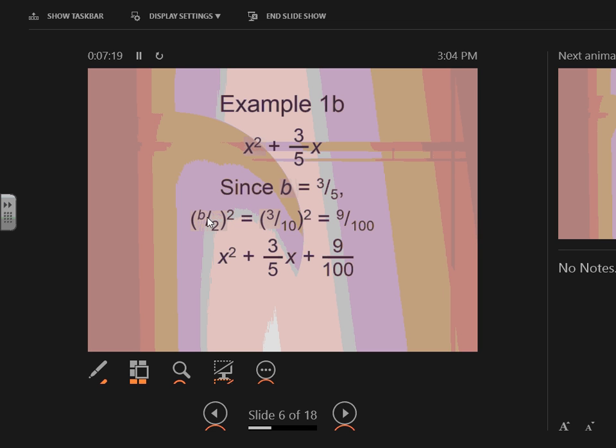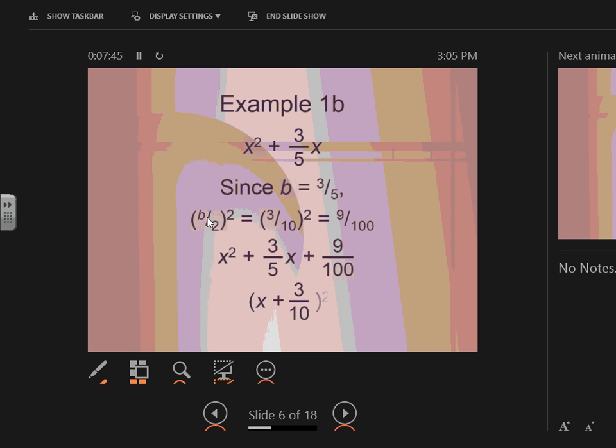And this is a perfect square trinomial. So I have a square for x squared, and 9 over 100 is a perfect square, even though it's ugly. It's kind of like having two perfect squares, one over the other, but it's there. So what would this factor to? X plus 3 over 10.